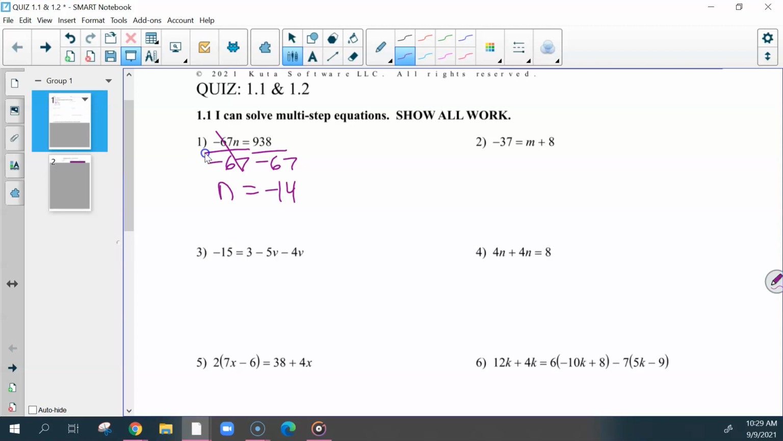For number 2, we're trying to get m by itself, so we need to get rid of 8. So we would subtract 8 to the other side. If you were putting this in your calculator, some of you may have done negative 37 plus 8, or forgot the negative for the 37 and just did minus 8, which is how you ended up with 29 if you got that. But this should have been negative 45.